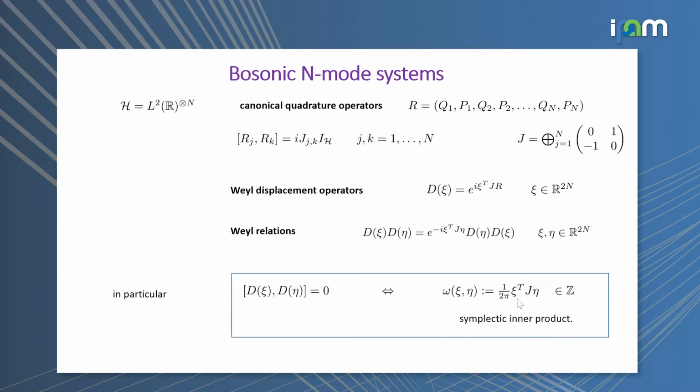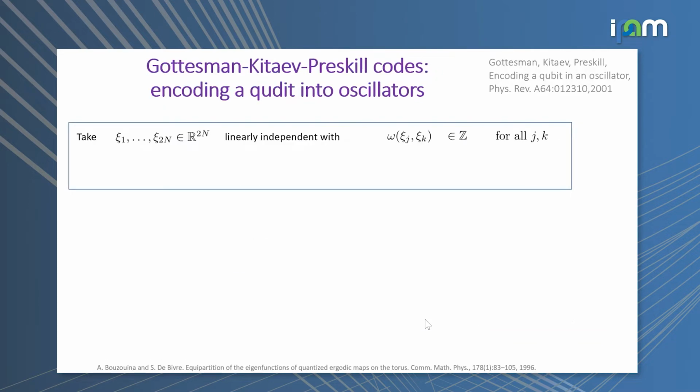This is important because we're going to define code spaces as the eigenspaces of commuting operators. So here's the construction by Gottesman, Kitaev and Preskill. You take 2n linearly independent vectors which are pairwise symplectically integral. In other words, you have a bunch of commuting displacement operators. Now you define your code space as the simultaneous +1 eigenspace of these operators. In fact, I should be a bit more precise here. These are not actually states, but in fact distributions, and you can look in this paper for a mathematically rigorous treatment of these objects. For the purpose of this talk, I will just pretend these are states.